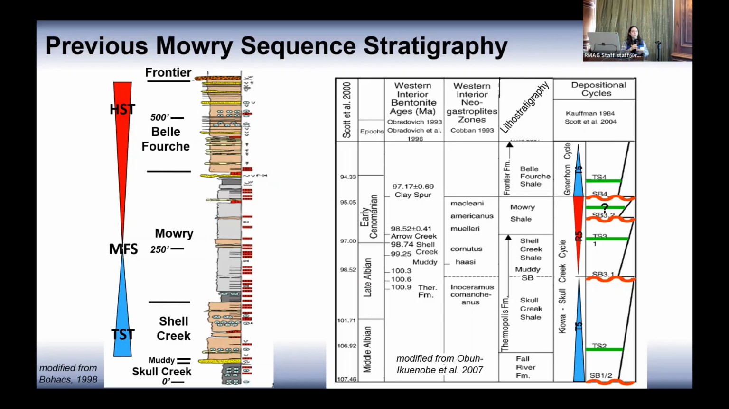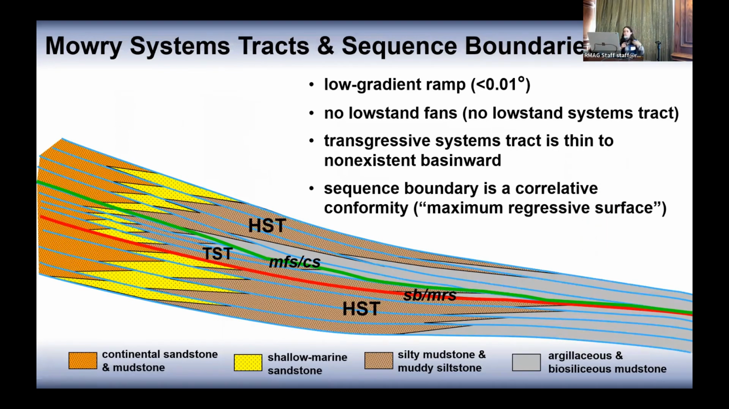So to do that, first we have to take a little bit of a step back and think about where are we in the basin? What's the most appropriate way to apply this? So the Mowry was deposited along a low gradient ramp, very, very shallow, less than 0.01 degrees. So in a system like this, you're not going to see any lowstand fans. So you're not going to expect to see any kind of lowstand systems tracts, nothing like what you get in, let's say, the Muddy.